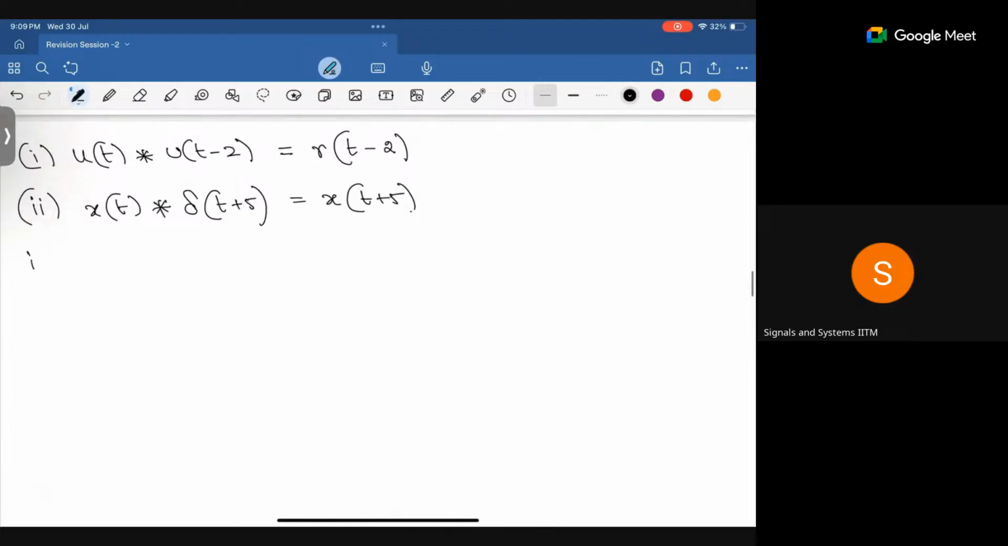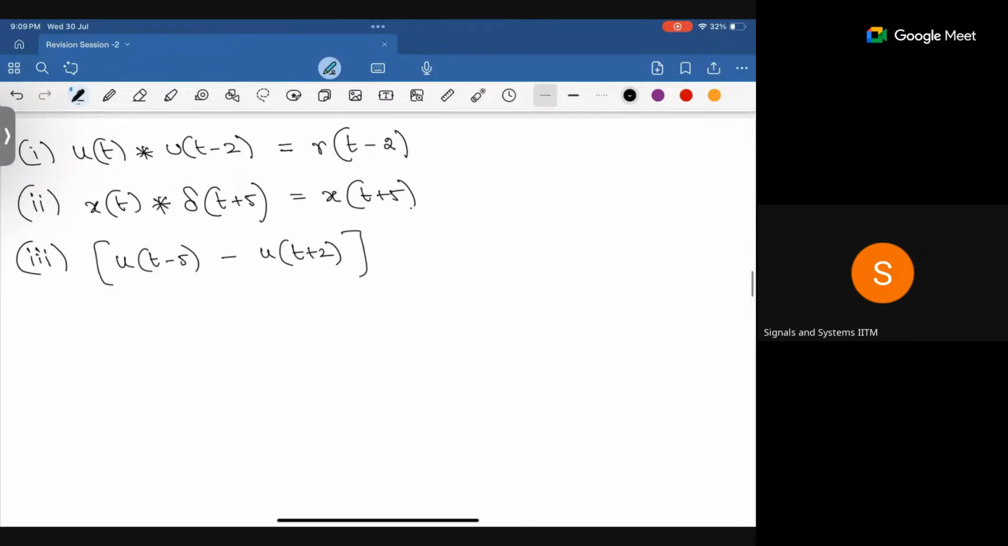Maybe I will put it as an example here. Let's say you have something like this: u of t minus 5 minus u of t plus 2, whole convolved with delta of t plus 5.